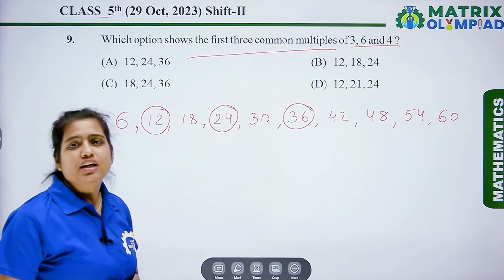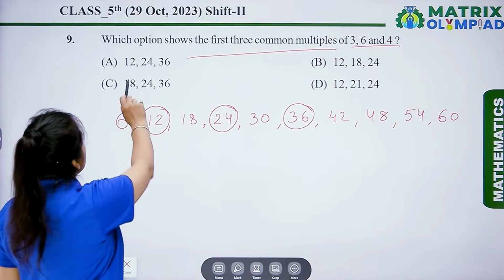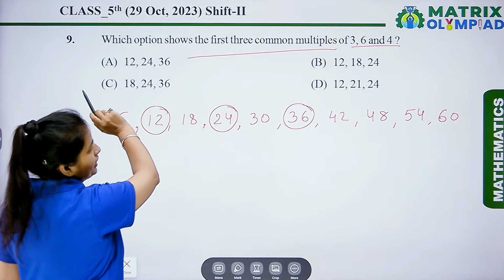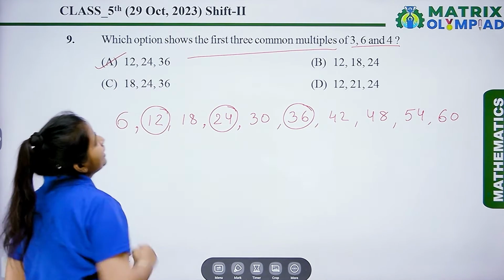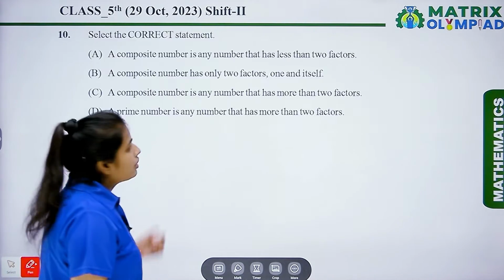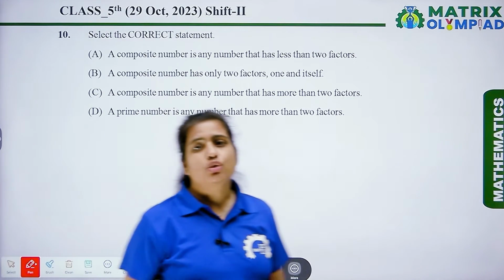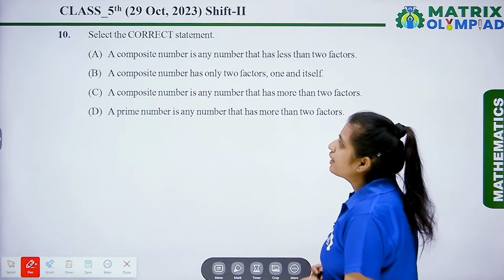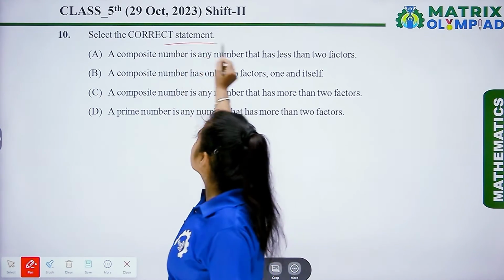So let's check the answer. Option A is having 12, 24, 36. Yes, option A is the correct answer. Now let's begin with the next question, question number 10. In question number 10, we have to select the correct statement.